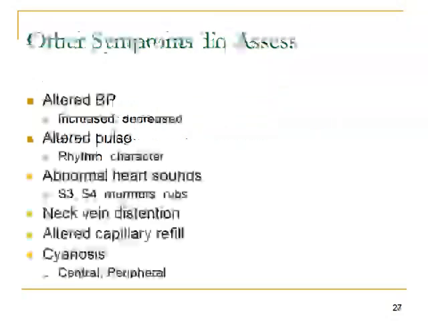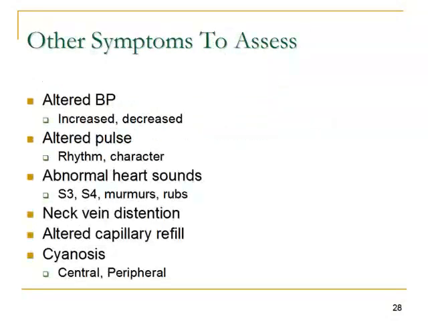Other symptoms to assess on clients with cardiovascular disease might be an altered blood pressure, altered pulse. We're going to look at the rhythm and character of the pulse, and abnormal heart sounds that the patient may also have. So the patient may have an S3, an S4, murmurs, and all those types of things. Those different abnormal heart sounds can be very indicative that the patient has some sort of an underlying problem going on.